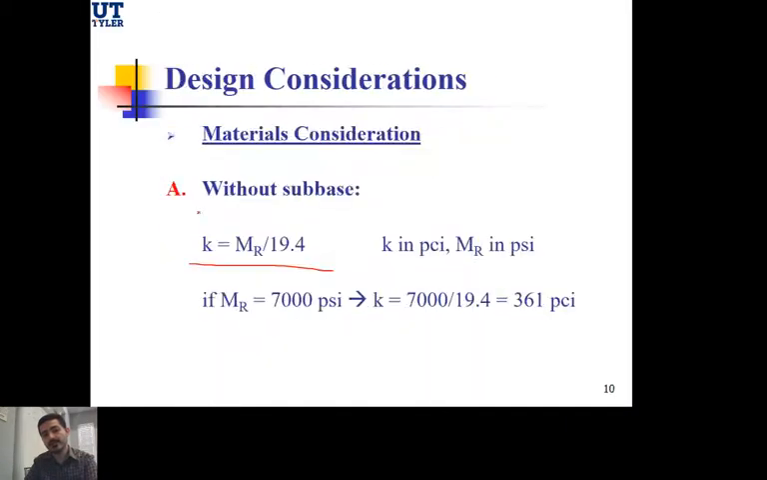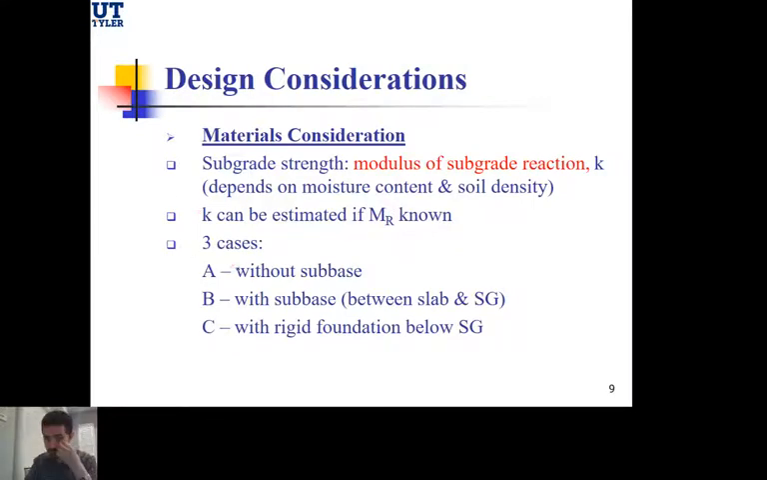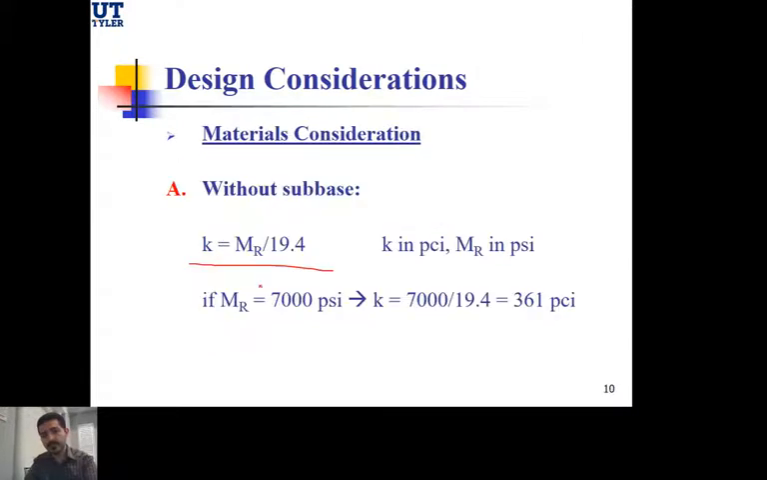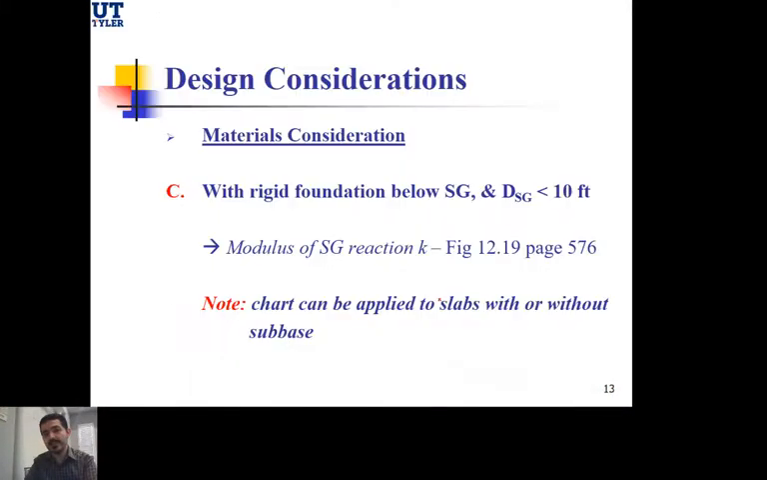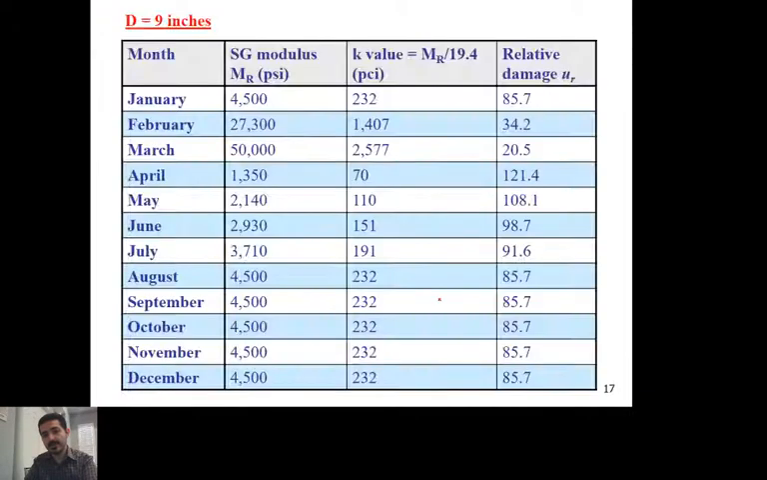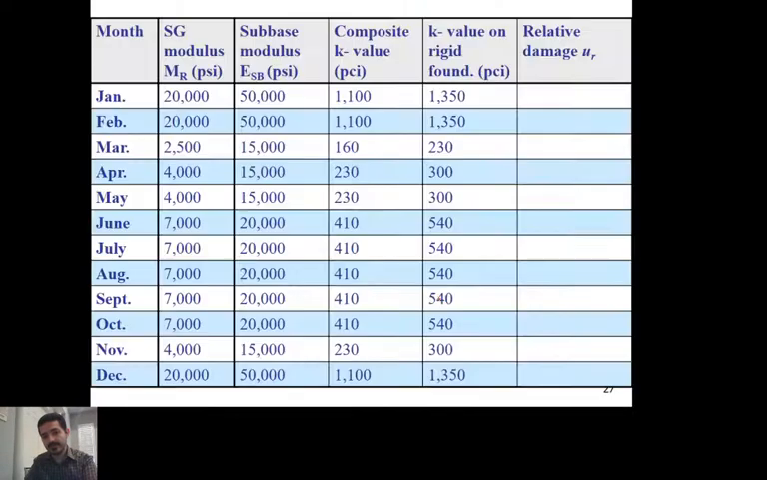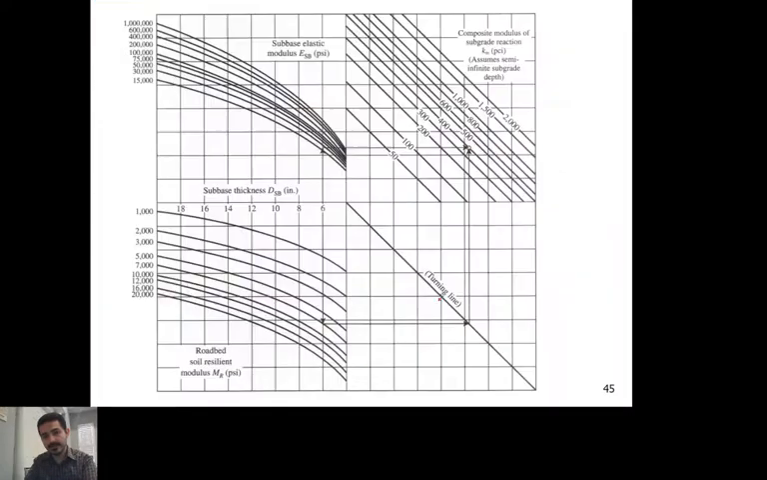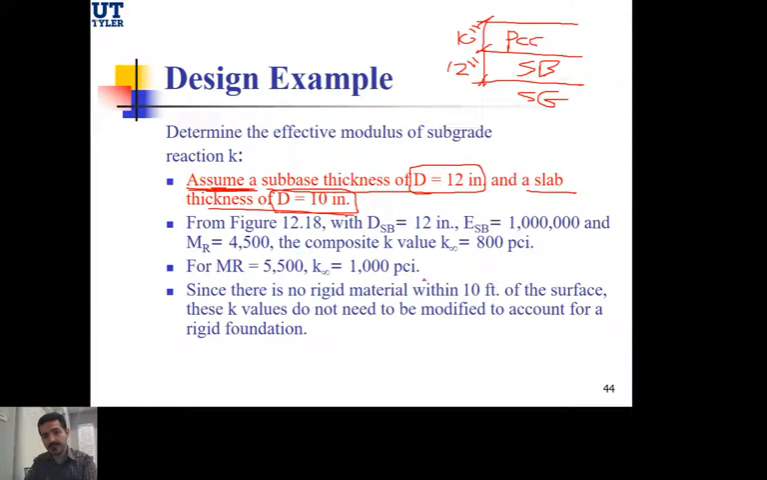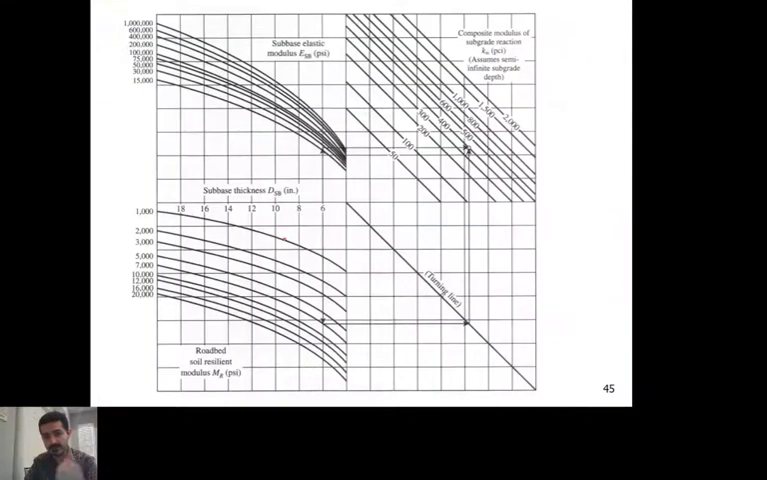Right here, I'm going to ask myself, starting with the first two cases: do I have a subbase or do I not have a subbase? In this case, I do have a subbase. Therefore, I'm going to follow case B. To do case B, we need to follow this graph right here. I'm showing you that we're using this table quite a bit. So we need to use this graph.